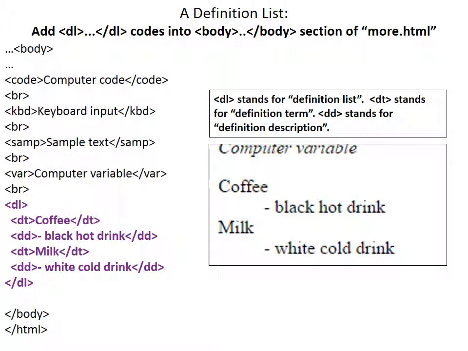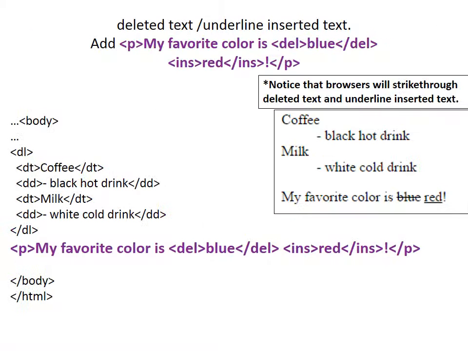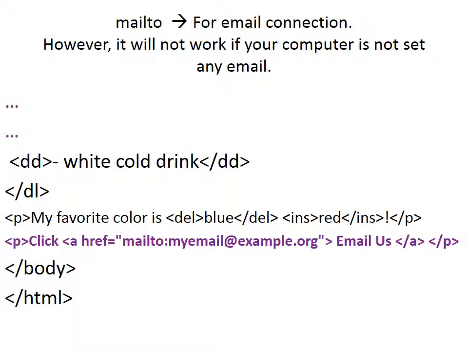DL stands for definition list. DT stands for definition term. DD stands for definition description. DEL is for deleted text that browsers will strike through, and INS for inserted text with an underline. Mailto is for email connection. However, it will not work if your computer is not set with any email account.